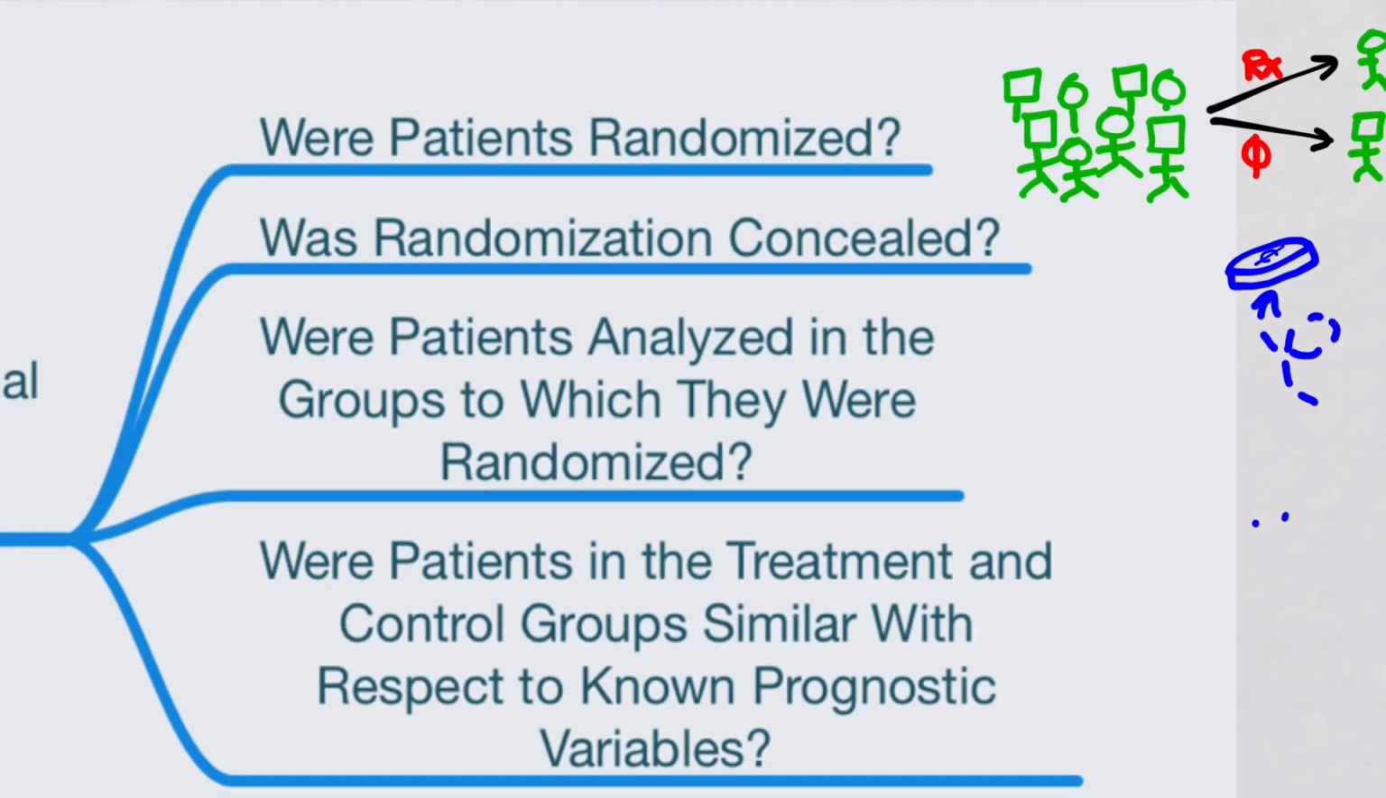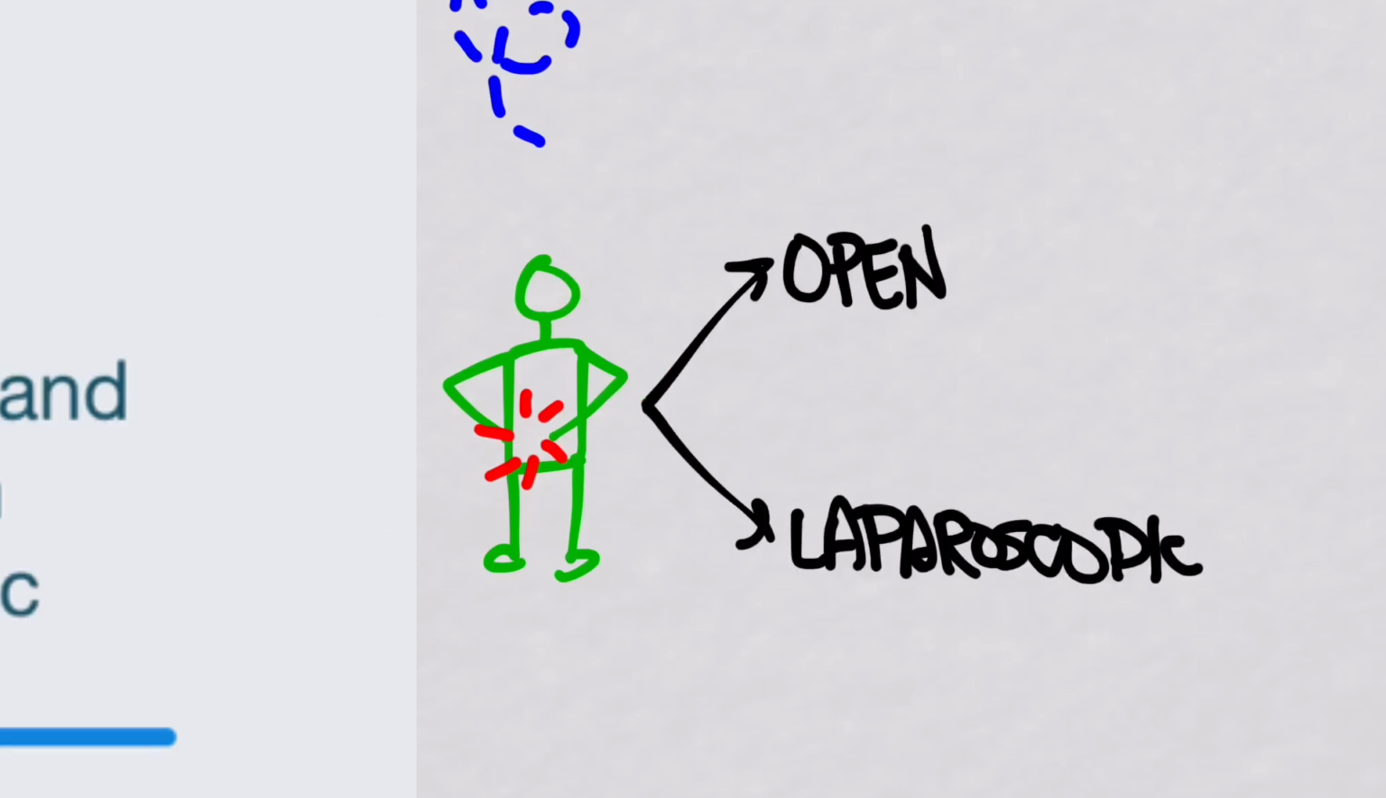So the next question we need to look at is, was randomization concealed? I think this is best demonstrated by the story of a study that was done where patients presented with right lower quadrant pain and needed appendicitis surgery, and they were going to be randomized to either have open surgery, where they cut the patient open, or laparoscopic, where they used cameras to do it.